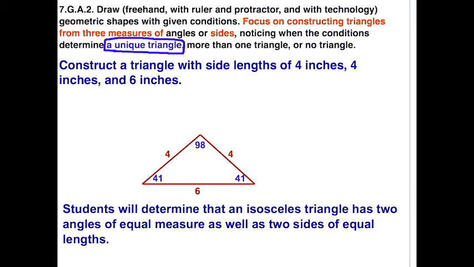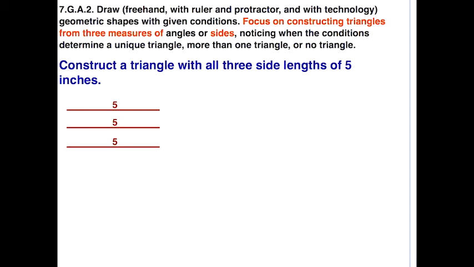Letting students do some discovery and some work on their own, they should be able to figure out that when you have an isosceles triangle, you can have two angles of equal measure as well as two sides of equal length.